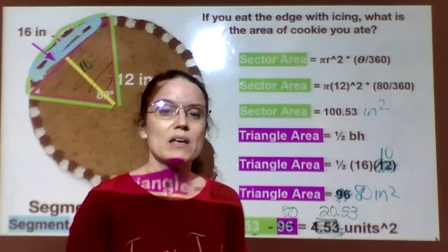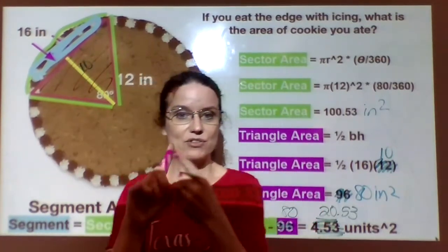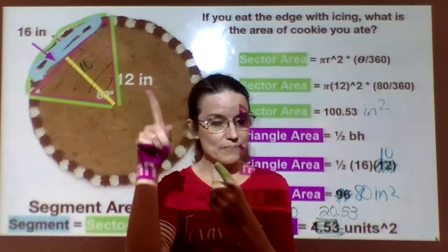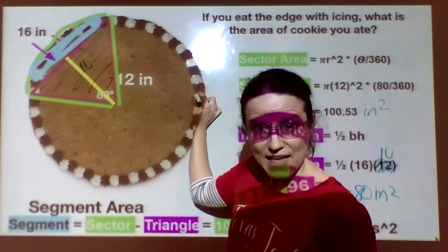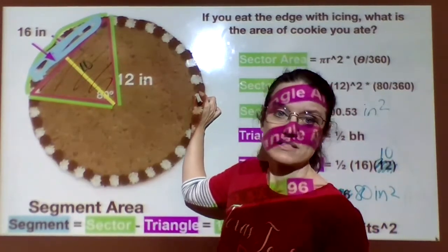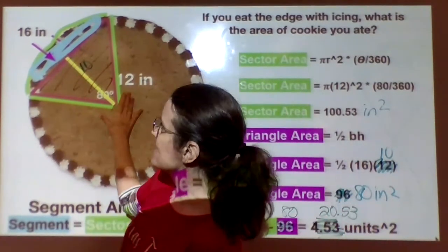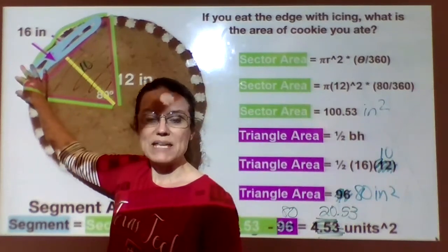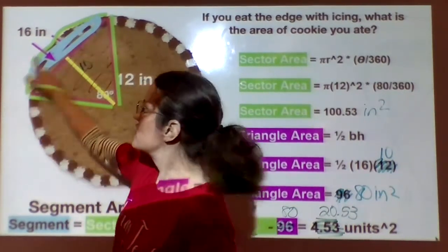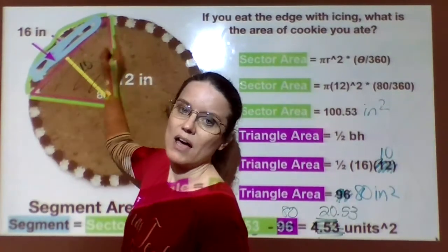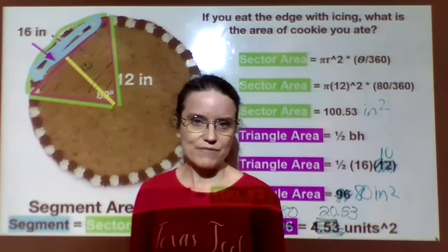So, okay, let's recap. I have circumference, which is the distance around. Arc length is a piece of the length of that circumference, just a small piece. I have a sector, which is a piece of the area of a circle, and I have a segment, which is just this rounded part of a sector after I cut off a triangle.